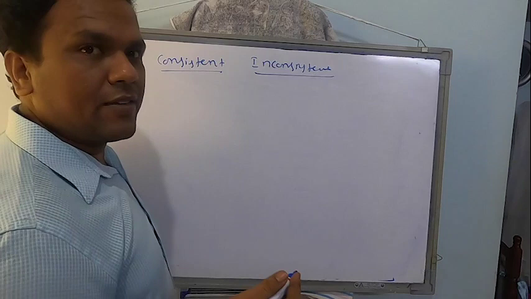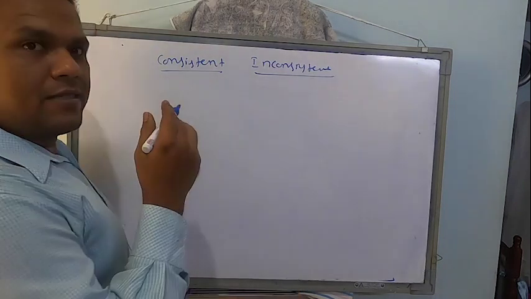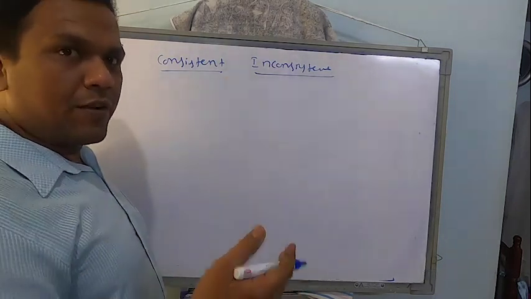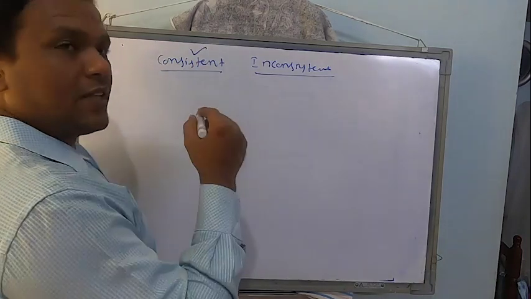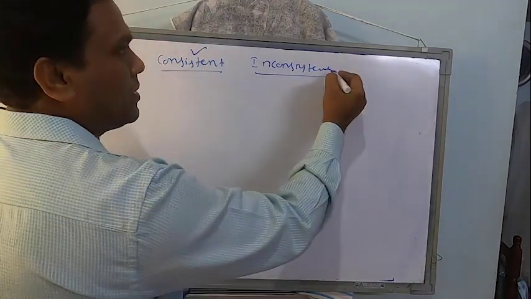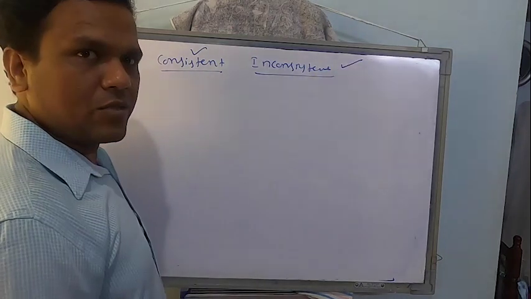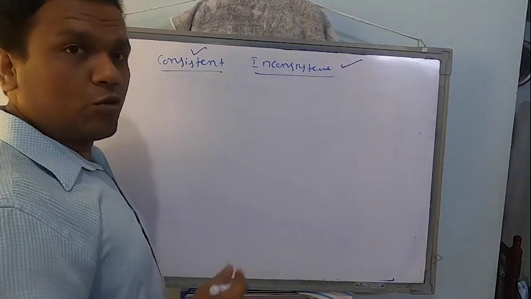So when will we say a given system is consistent? If there exists one or more solutions for a given problem, then the system is said to be consistent. And if there exists no solution at all, the given system will be called inconsistent. Clear? So how to do this actually?